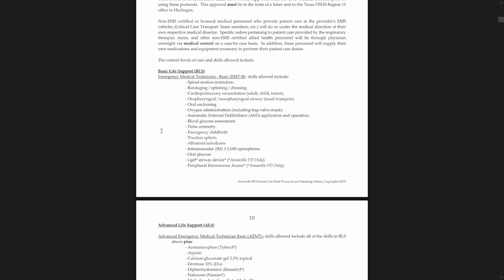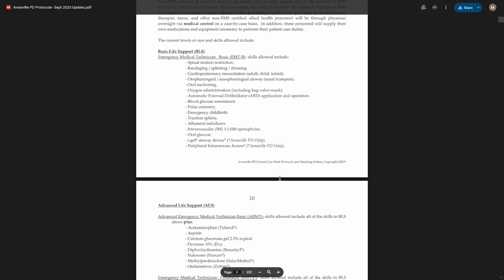Spinal motion restriction, bandaging, splinting, dressings, cardiopulmonary resuscitation for adults, children, or infants, so CPR, OPAs and NPAs, oral suctioning, oxygen administration, including a BVM, an AED, blood glucose assessment, pulse oximetry, emergency childbirth, traction splints, albuterol nebulizers, intramuscular or IM 1 to 1000 epinephrine, oral glucose, iGel devices, which are Annaville Fire Department only for a BLS provider, and you have to get checked off first, and peripheral intravenous access, which is also Annaville Fire Department only. It's a BLS skill. However, you need to get checked off.